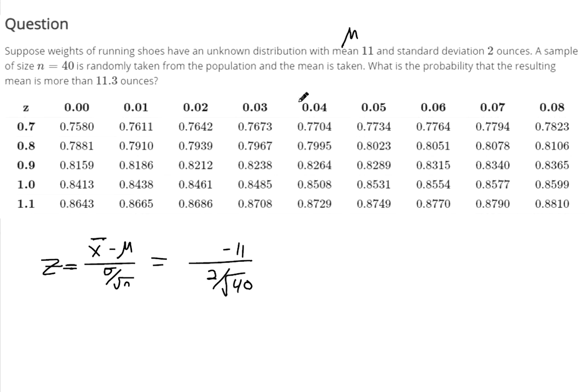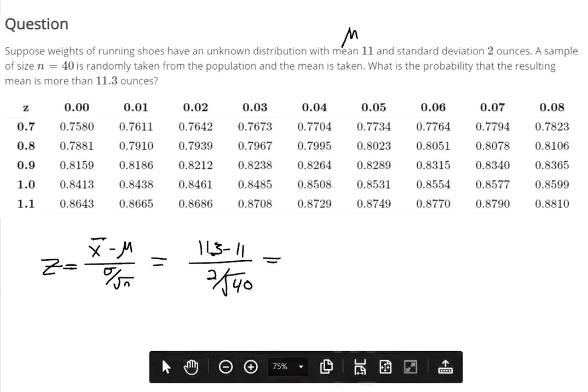And then we're asked to calculate what is the probability that the resulting mean is more than 11.3. That's another way of identifying which number goes where. The number you're trying to test in the z-score always goes here. They're asking us to test and find the probability of 11.3. So that's what needs to go here. So we can compute this z-score.